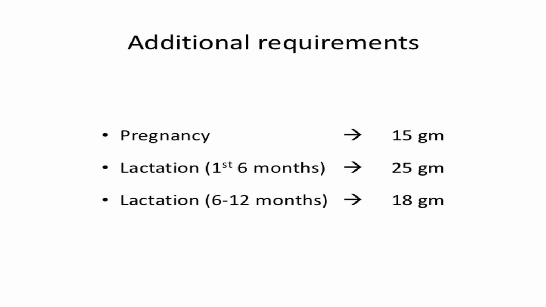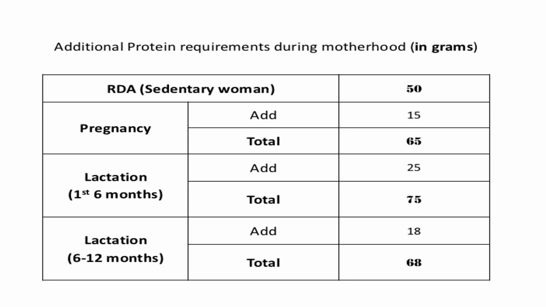So the additional requirements include, in a day, 15 grams of protein for the pregnant woman, and for the lactating mother in the first 6 months we are supposed to give 25 grams of protein, and after 6 months we are supposed to give 18 grams of protein.